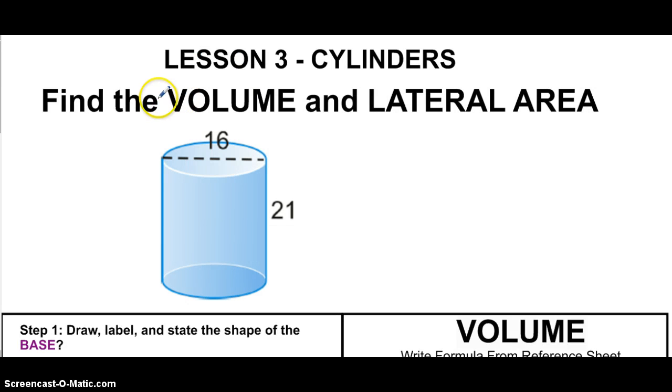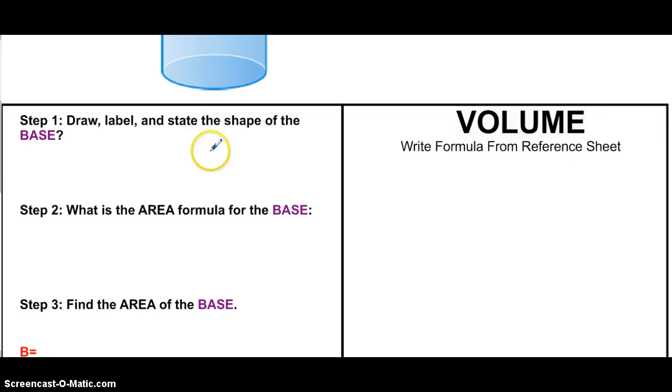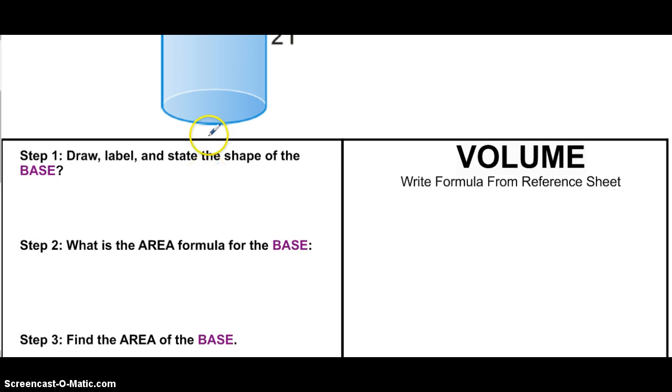We're going to be doing volume, surface area, and lateral area of cylinders. It's pretty much exactly the same as the way we do with prisms. Just follow the steps and you'll be good to go. So let's start off with step 1. We're going to draw, label, and state the shape of the base.